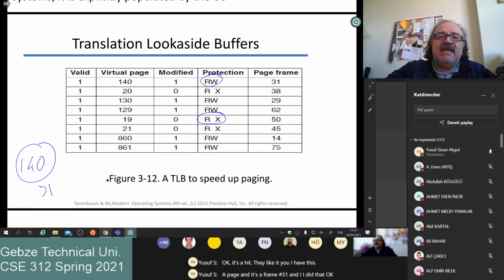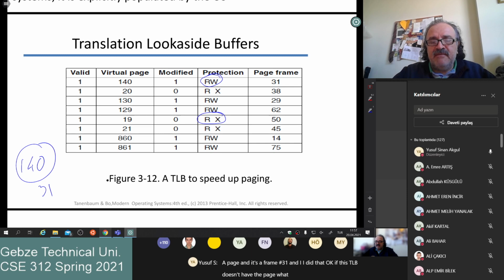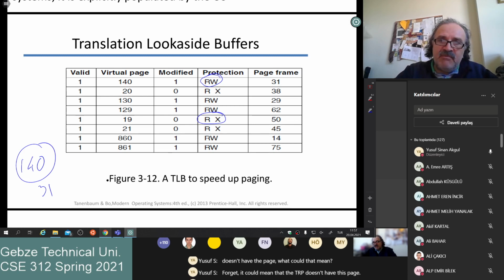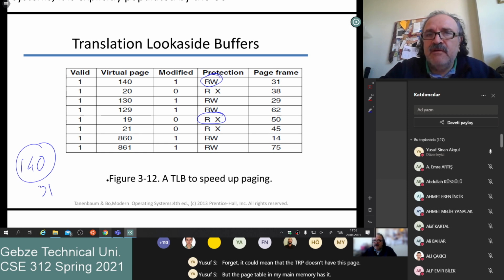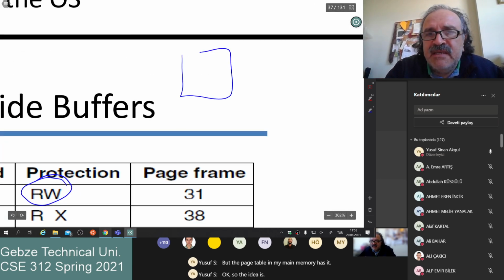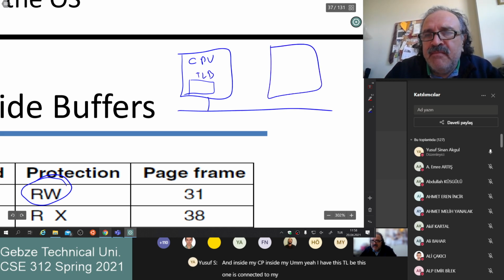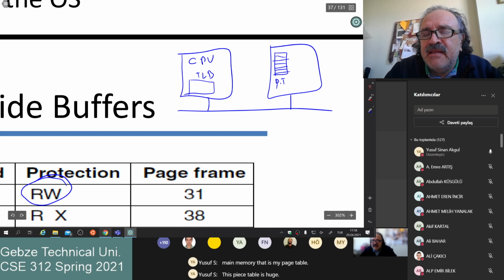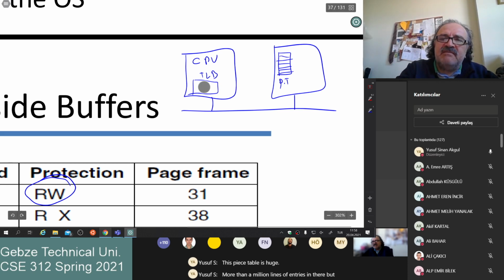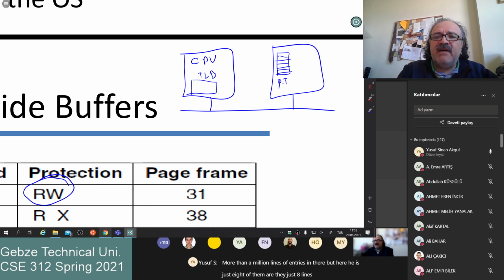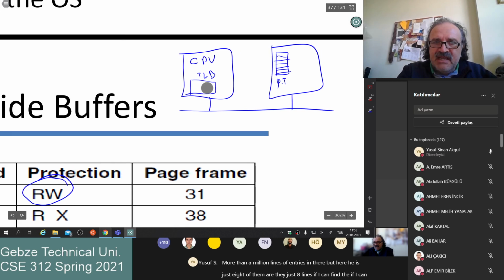If this TLB doesn't have the page, what could that mean? It could mean that the TLB doesn't have this page, but the page table in my main memory has it. The idea is this is my CPU, and inside my CPU, inside my MMU, I have this TLB. This one is connected to my main memory, and inside my main memory, there is my page table. This page table is huge, more than a million lines of entries in there. But the TLB has just eight lines. If I can find the page in this TLB, I am fine.